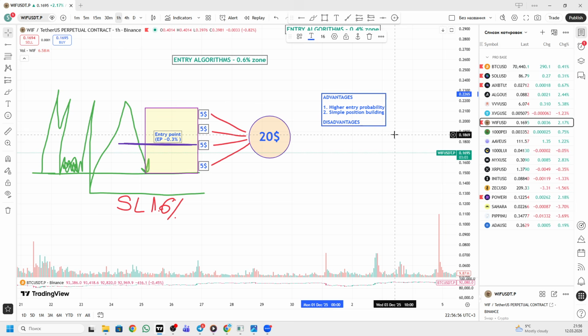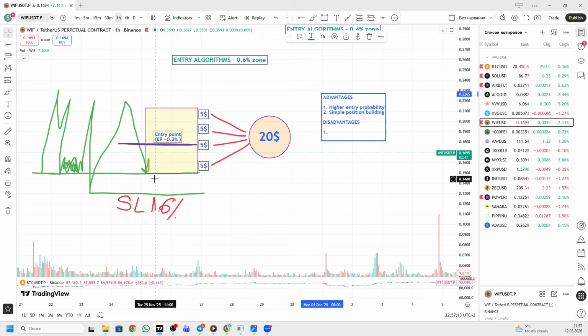Disadvantages. The first disadvantage is you have less control. Okay, so you place the whole grid and the asset may quickly collect the entire set. This is the first minus of this entry zone. Let's write it down. Less control. What else do we have here?